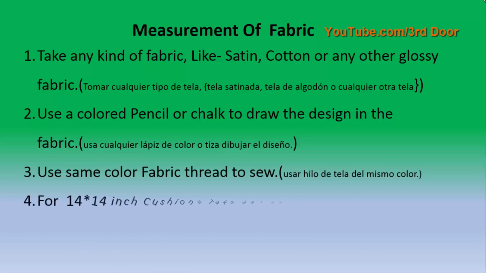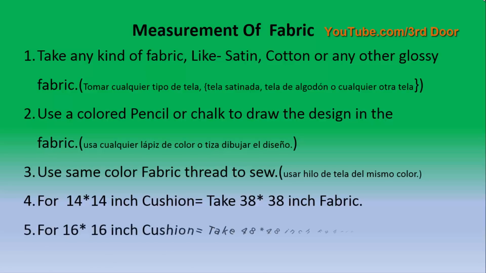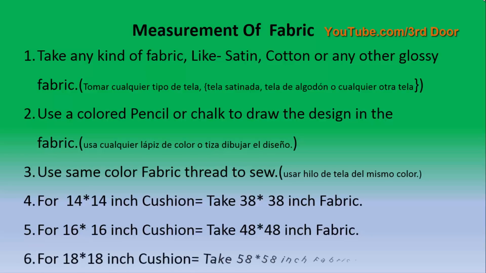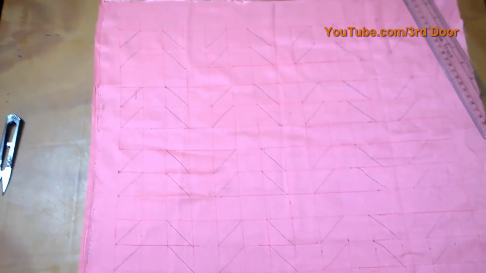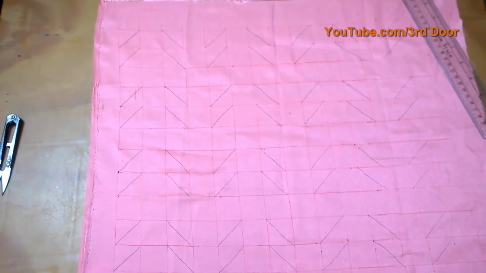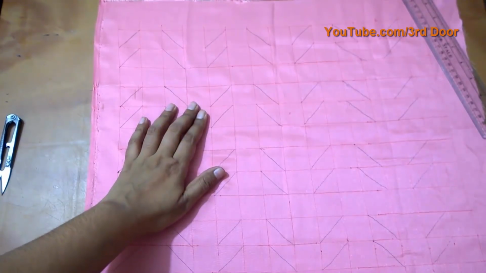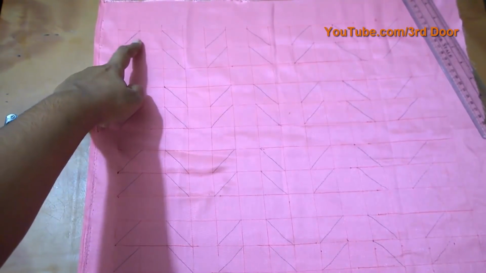Number 4. For a 14 by 14 inch cushion, you need to take 38 by 38 inch fabric. Number 5. For a 16 by 16 inch cushion, you need to take 48 by 48 inch fabric. Number 6. For an 18 by 18 inch cushion, you need to take 58 by 58 inch fabric. And I would like to take the fabric a little bit more to make the design perfect and to make it easy. Okay, let's see the procedure.